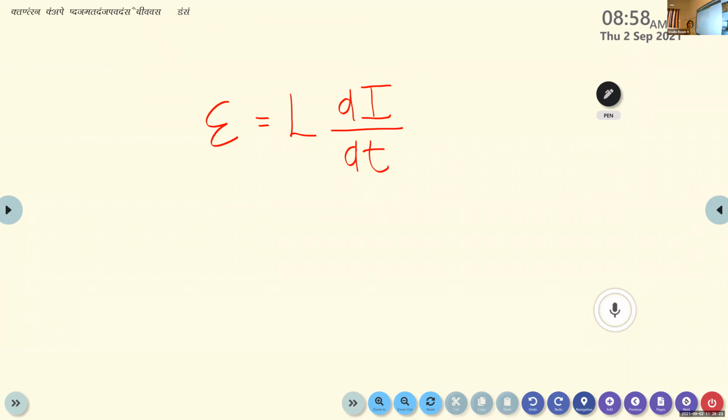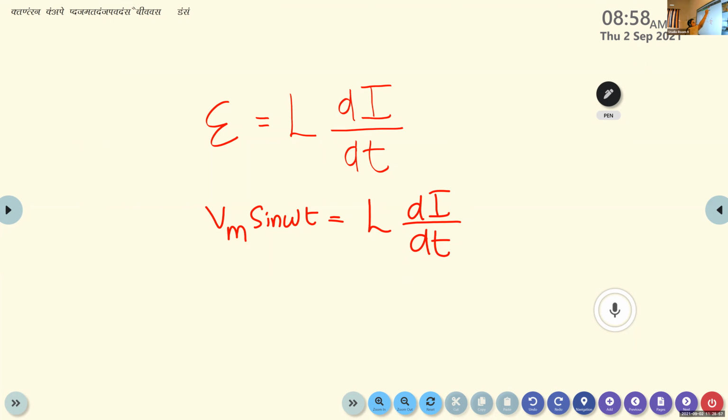But here we are applying an alternating source of EMF, V is equal to Vm sin omega t. So we can replace this E, epsilon, by Vm sin omega t. Once again, we can rewrite this equation in the form Vm sin omega t is equal to L into di by dt.